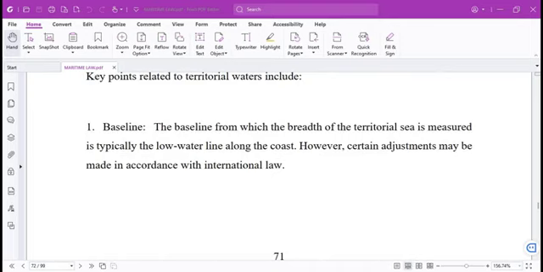The baseline from which the breadth of the territorial sea is measured is typically the low water line along the coast. However, certain adjustments may be made in accordance with international law.